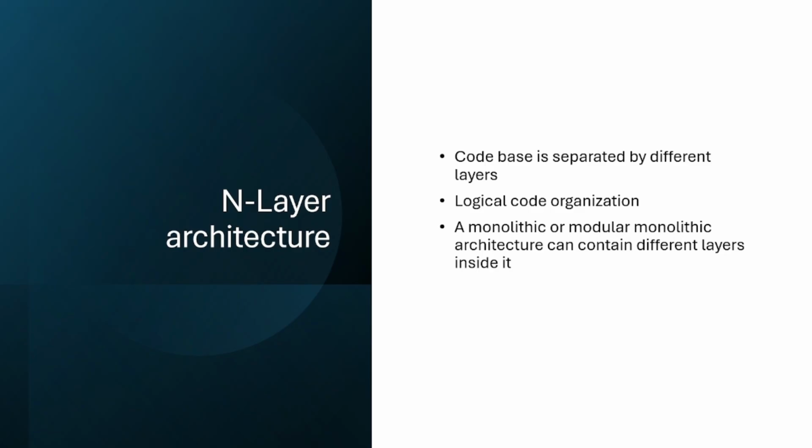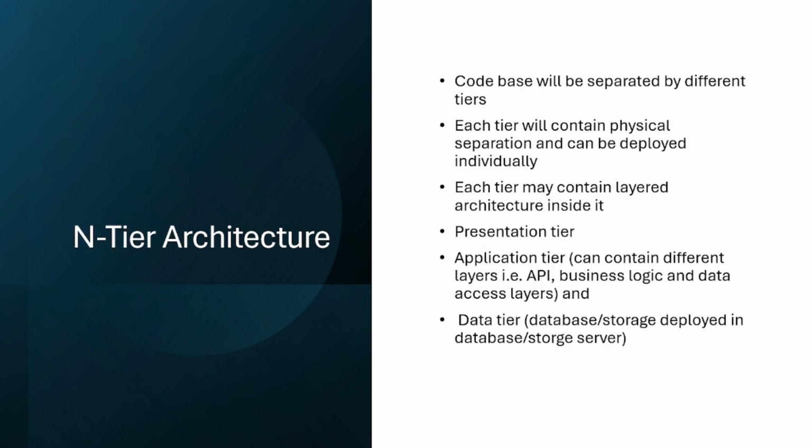What is n-layer architecture? In n-layer architecture, the code base is separated into different layers, and the code in your solution for your application or software will be organized logically. A monolithic and a modular monolithic architecture can contain different layers inside it. So you will get some idea about what monolithic and modular monolithic architecture are, and how the layers can be contained inside the monolithic and modular monolithic application or code base.